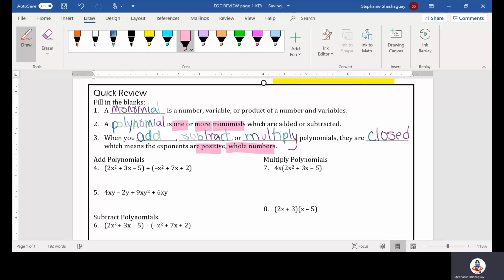So what that means is that polynomials are open under division. And that's because we wouldn't end up with positive whole numbers for exponents. And the key here is what our exponents are going to be. So that's pretty much guaranteed to be one question on the EOC, is when are polynomials closed? And that's for addition, subtraction, and multiplication.